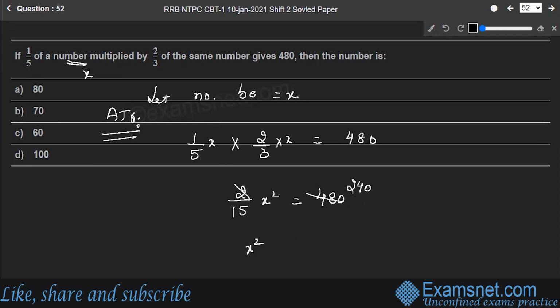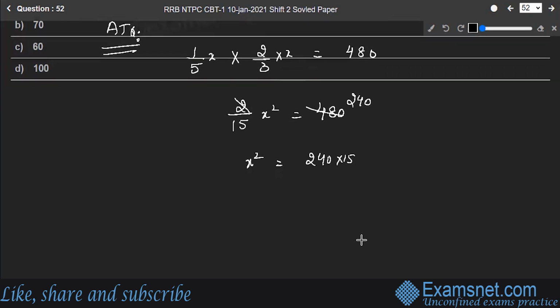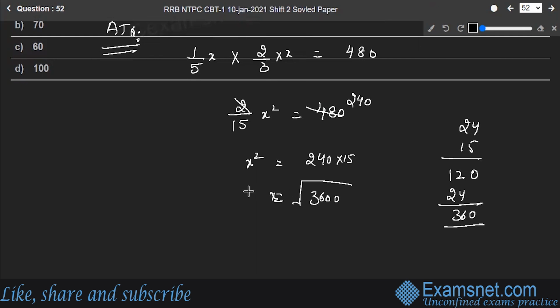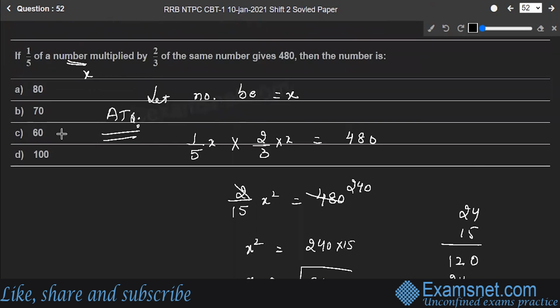x square is equal to 240 multiplied by 15. So let's factorize this. Okay, I'll just multiply. So this is equal to 3600. Root gives x, or x is equal to plus minus 60. You can't have the negative value. Of course, the x is going to be 60 then. Okay, the negative is also actually possible over here because this is just a number, but the options only contain positive 60. So option C is the correct answer.